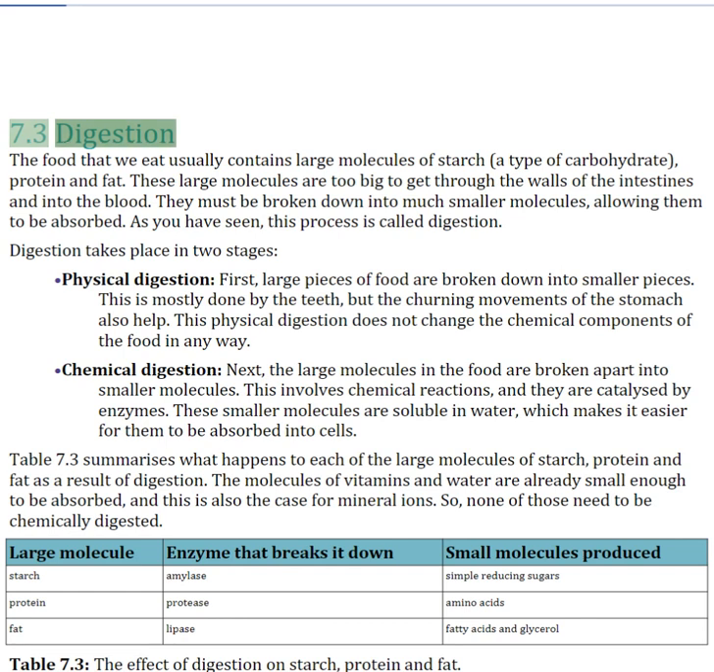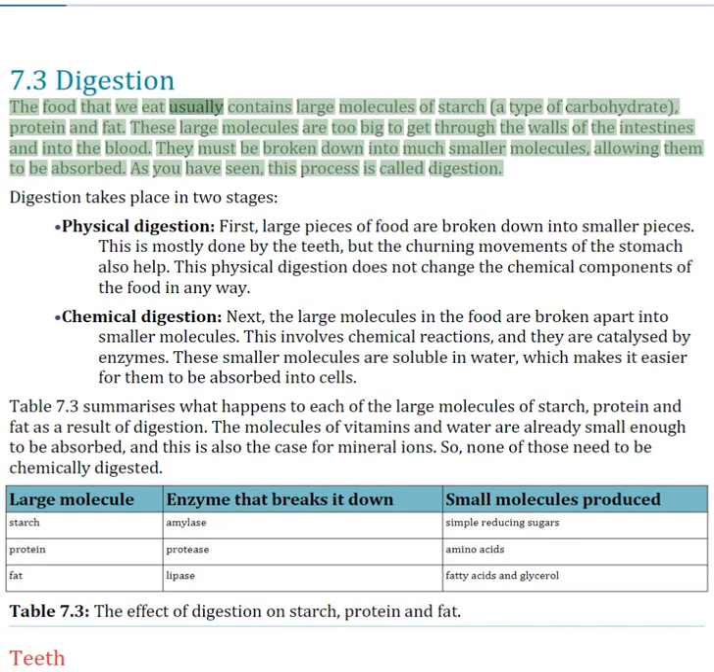7.3 Digestion. The food that we eat usually contains large molecules of starch, protein and fat. These large molecules are too big to get through the walls of the intestines and into the blood. They must be broken down into much smaller molecules, allowing them to be absorbed. As you have seen, this process is called digestion.